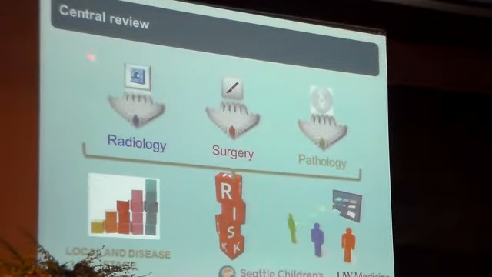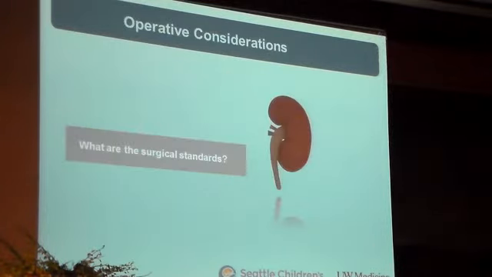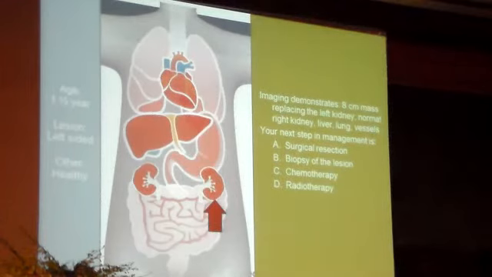So currently, when we evaluate a child with Wilms tumor, it's basically risk stratified. We look at the pathology, what is found in surgery, what is found in radiology, and based on that, manage those kids. So I'm going to go through several scenarios of Wilms tumor and what the current surgical standards are.